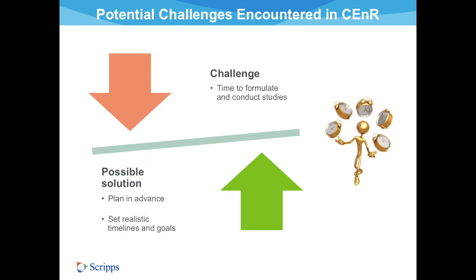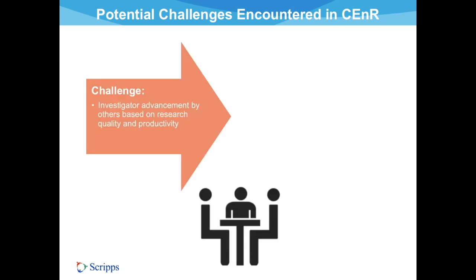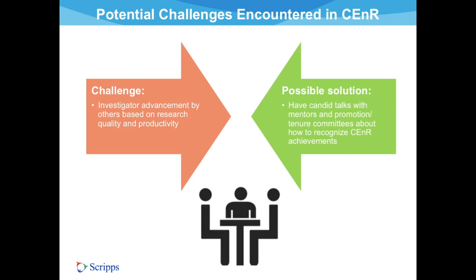Even though a lot of time is invested up front, this can lead to valuable and long-standing partnerships. Researchers advance in their field based on appraisals by senior colleagues and by leading experts in their fields. These appraisals look at research quality and at productivity. The Scripps Research Translational Institute Community Engagement Program encourages researchers to have candid conversations with their department chair, promotion or tenure committees, and professional mentors about ways that their achievement in CEnR can earn the recognition that they deserve.